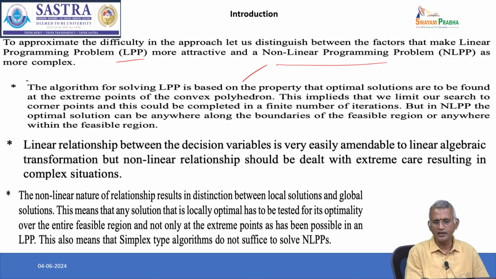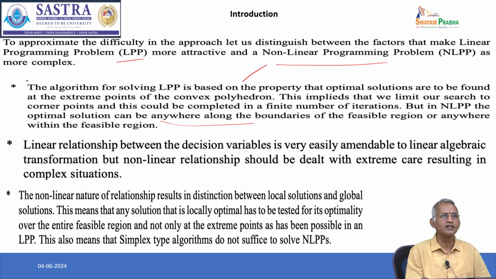And exactly, the meaning of optimal is maximum of minimum equal to minimum of maximum, and these points we have to identify with the help of the convex polyhedron. So, this implies that we limit our search to corner points, and this could be completed in a finite number of iterations. But in a nonlinear programming problem, the optimal solution can be anywhere along the boundaries of the feasible solution or anywhere within the feasible region. Therefore, sometimes it may be a bounded solution or an unbounded solution for NLP.